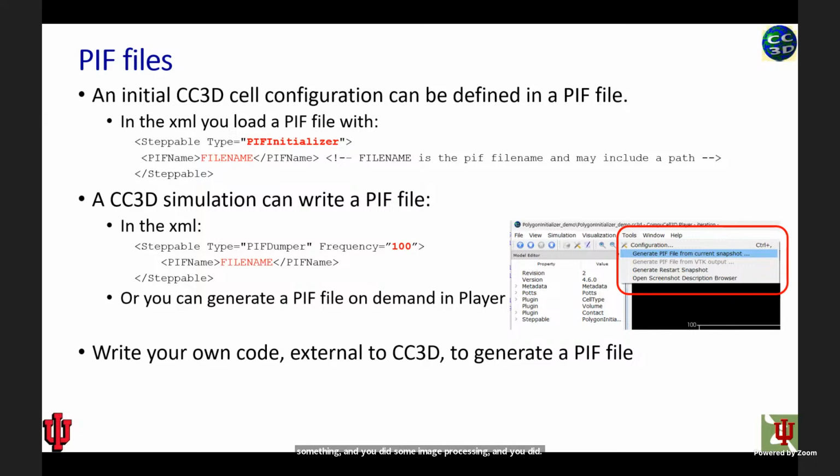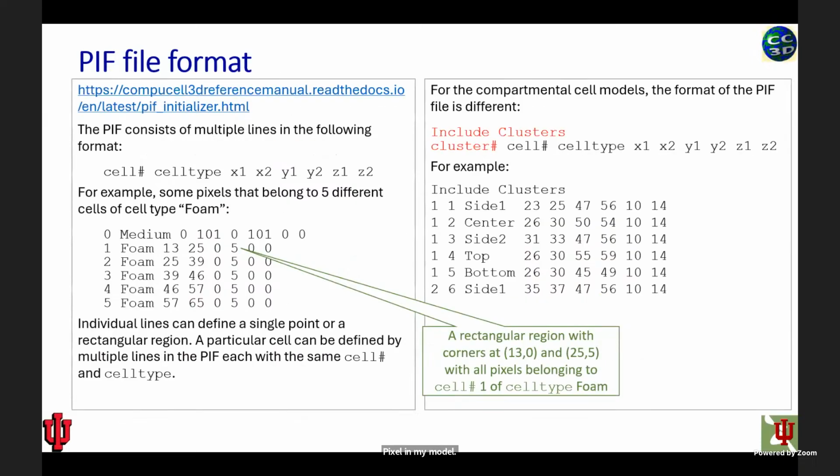regions of interest in your image. You could write relatively easily a little chunk of code that would output that as a PIF file, and then you could read the PIF file into CompuCell. So this is just the most fundamental way you can say, well, I'm going to define every single pixel in my model, and this is a file format that will let you do that.